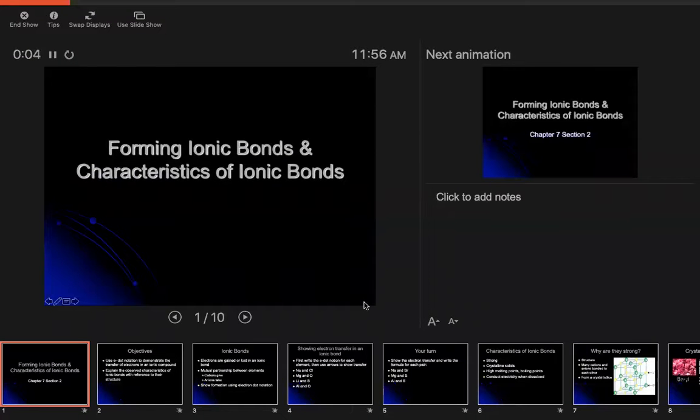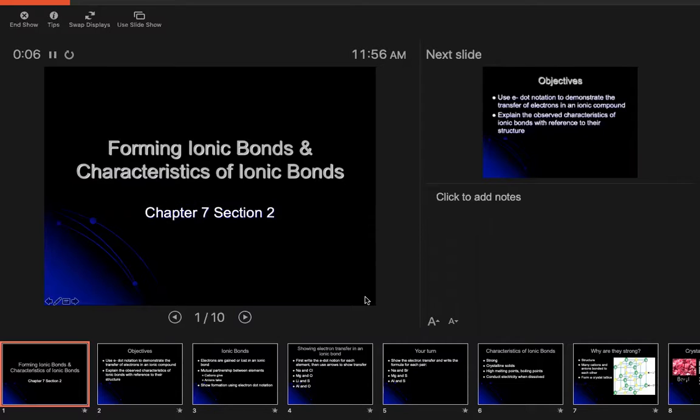All right, the forming of ionic bonds and the characteristics of ionic bonds. I'm not sure that we'll get through all the characteristics today because our first focus is going to be on how ionic bonds form. In order to know how they form, you have to understand valence electrons and those electron dot structures that we did in section 1. So that's why we practiced that skill before we moved on to this.